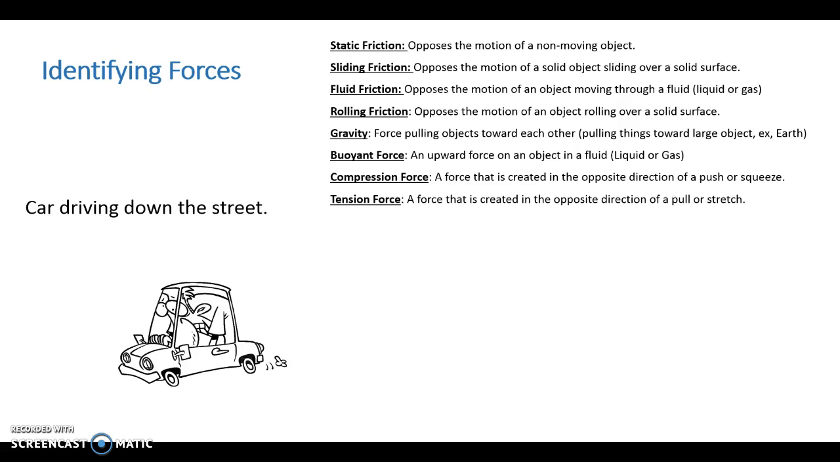If we take a look at this car driving down the street, we're going to go through the same exact list. First, what's the force being applied by the car? Again, it's the engine. And what direction is that motion? It's this direction. What's the next force? Well, if there's motion, there's got to be something trying to stop motion, and that's friction. So static friction opposes the motion of non-moving objects. Nope.